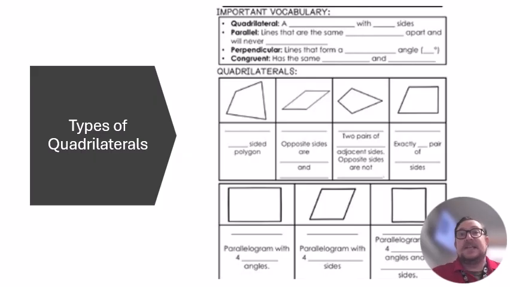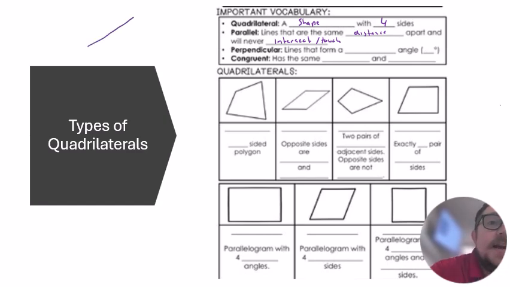All right, so these are the facts and vocabulary about quadrilaterals that you need to know. A quadrilateral is a shape with four sides. Parallel means lines that are the same distance apart and they will never intersect. And to intersect means to touch.